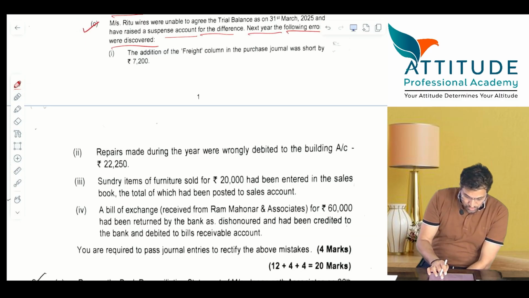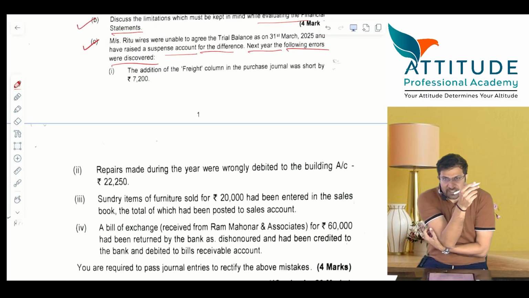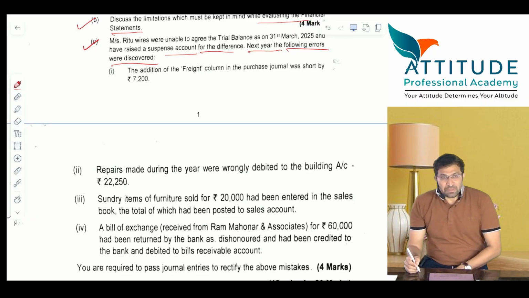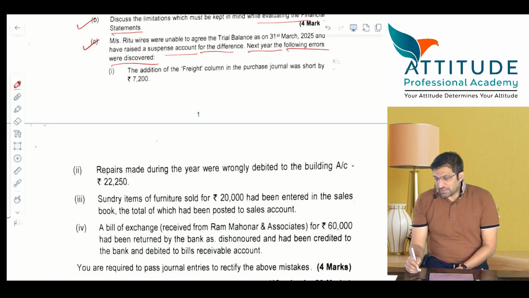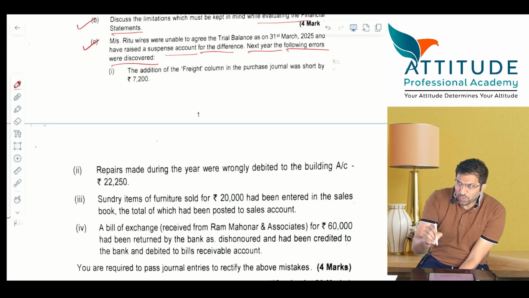First one, 1, 2, 3, 4. Shall we go ahead? This is again 4 marks. Right there. Rectification entries. Put a format. Particulars, LF, debit, credit, rupees. Fast. You have to be fast enough. You'll understand the importance of speed now.